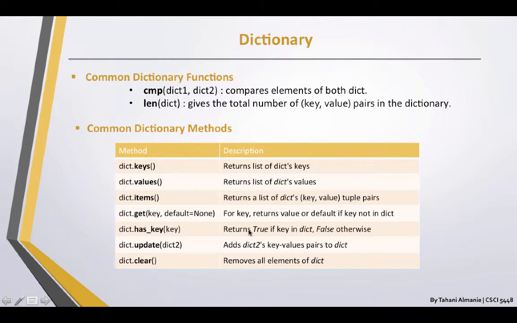Haskey checks if a key is in the dictionary or not. And update merges the keys and values of one dictionary into another, and overwrites values of the same key. And clear removes all elements of the dictionary.